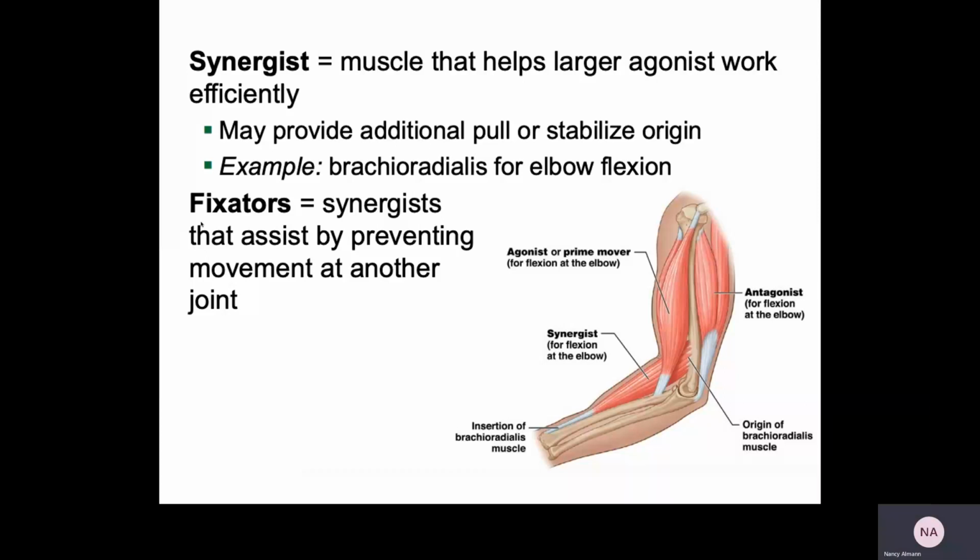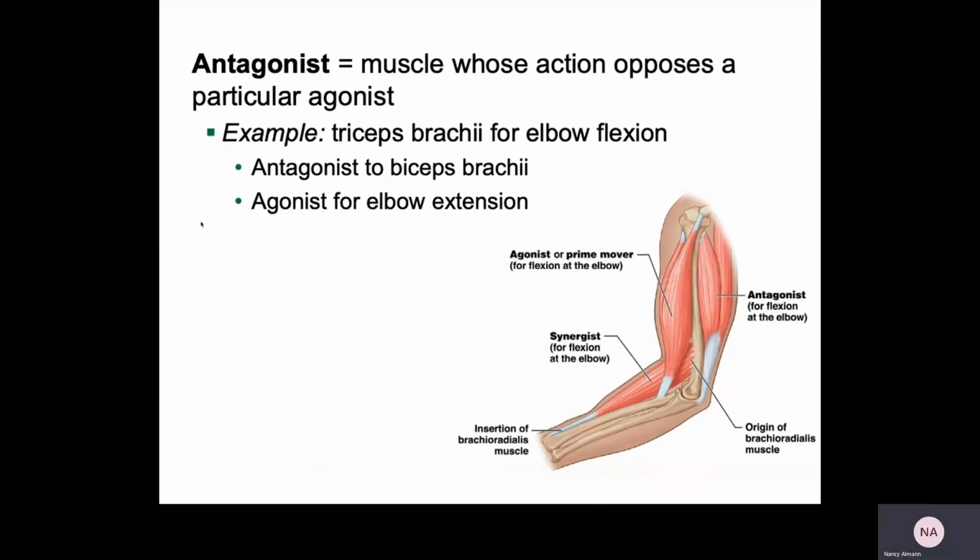Fixators are going to be synergists that are going to prevent any other movement at that particular joint. We rarely talk about fixators in this class, not enough time. And then we have antagonists. So when you talk about an antagonist, it's going to be a muscle that is going to have the opposite action of that prime mover. Classic example, biceps brachii is going to be an elbow flexor. Triceps brachii is going to be the antagonist to biceps brachii. Its action will be elbow extension.